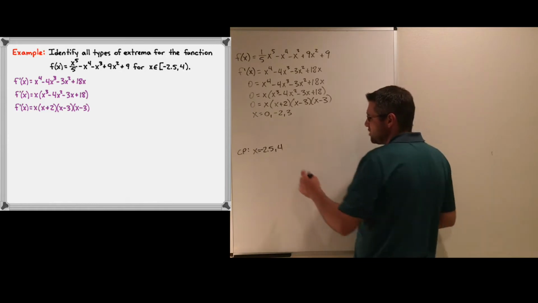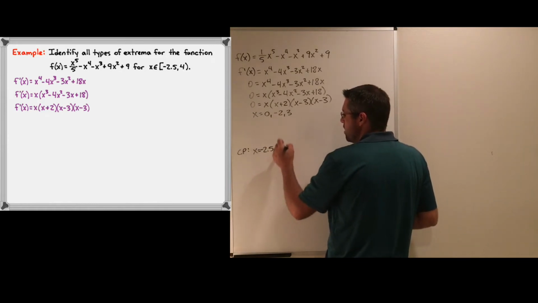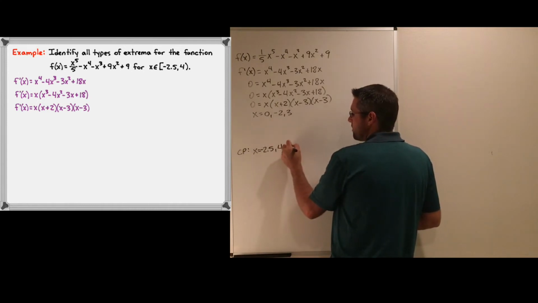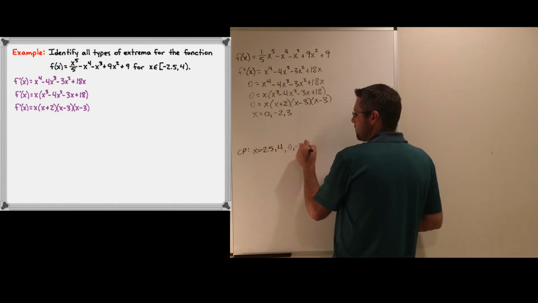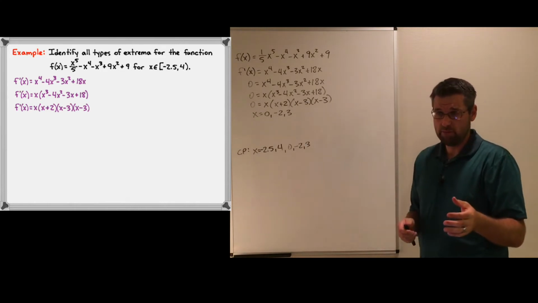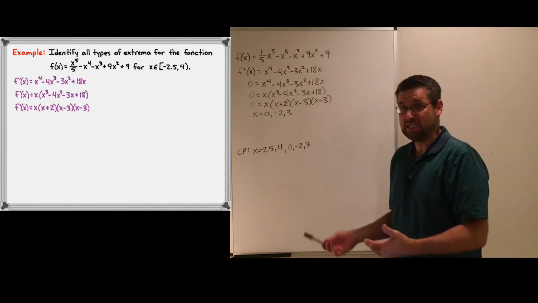So now we can add to our list of critical points. We have critical points from endpoints. We have critical points for when the derivative is equal to 0. So those are more critical points. And then the third type of critical point is when the derivative does not exist.